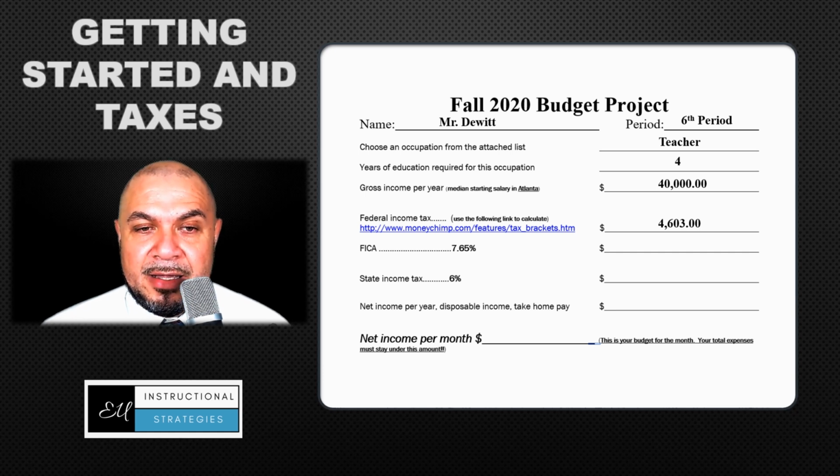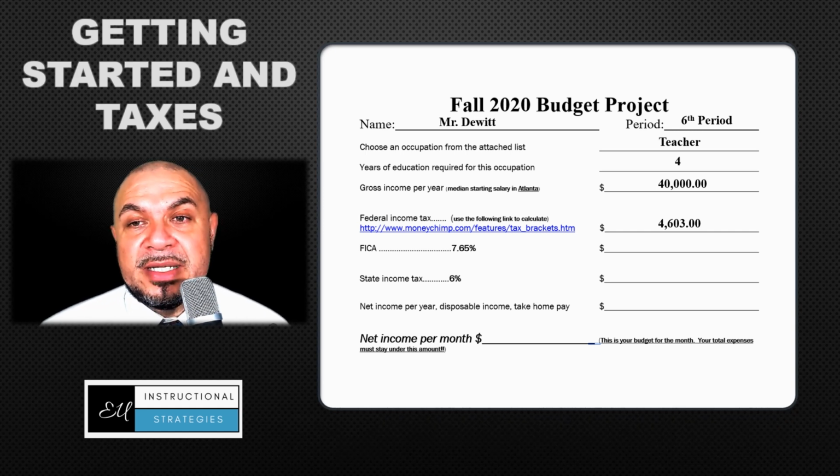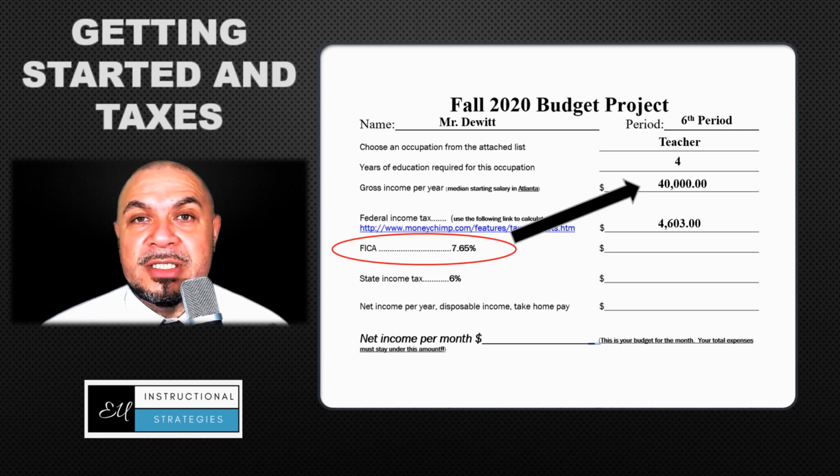The next thing, let's go to the second tax rate, which is your FICA taxes. So FICA, the tax rate is 7.65%. So the very first thing we have to do is change the percentage to a decimal. So 7.65% converts to 0.0765. Once you convert it to a decimal, you are going to multiply that number times your gross salary.